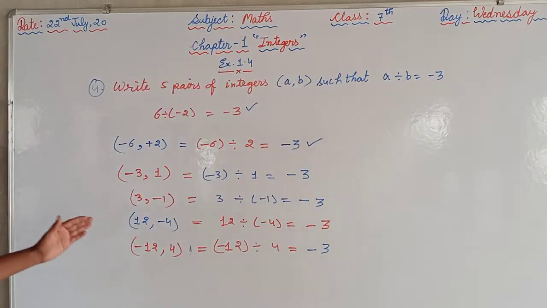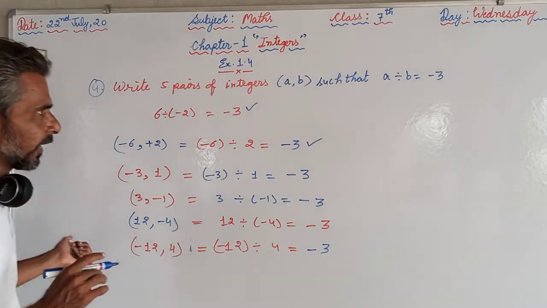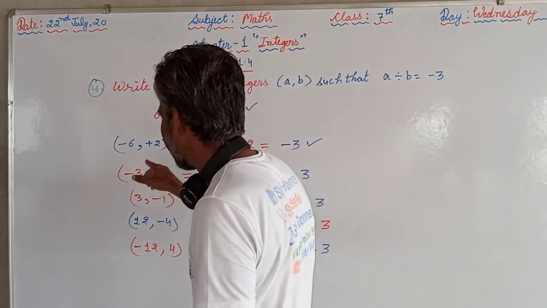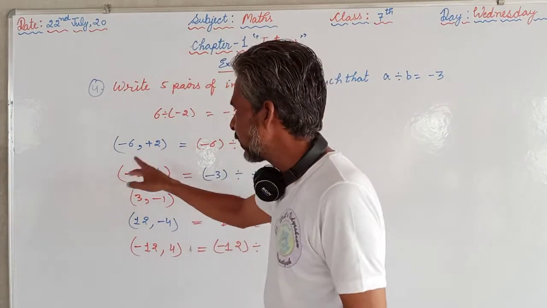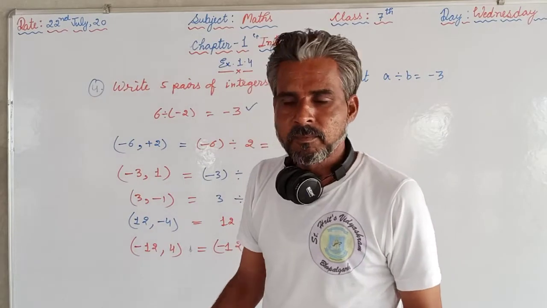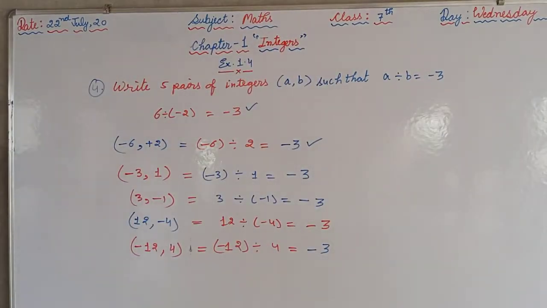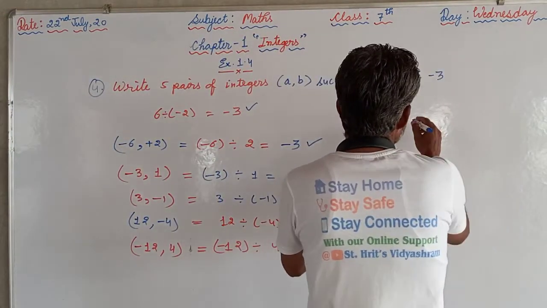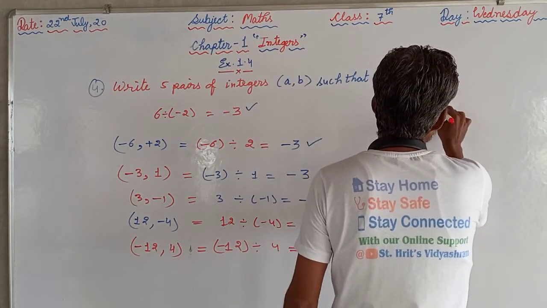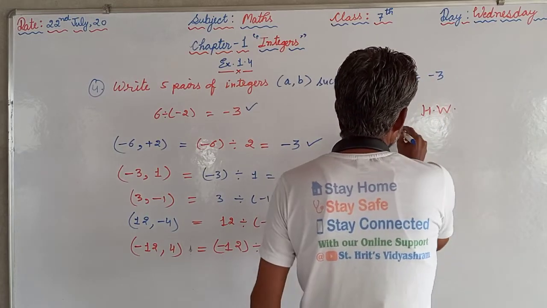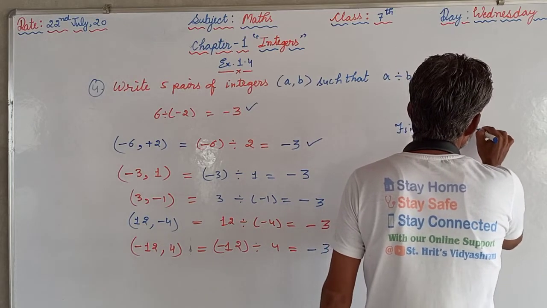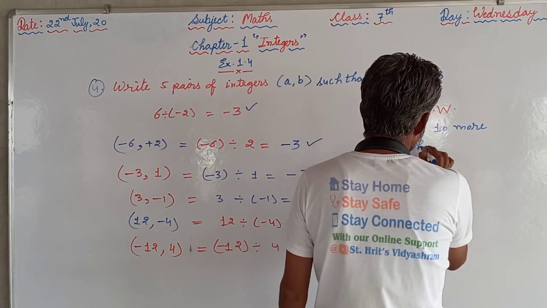So like this we can find many pairs in which if we divide A by B, we will get minus 3. We are supposed to keep in mind, if we find one, then we can find the second one easily by interchanging the signs. So this is the question. You are supposed to find 10 more examples for that. That is additional homework. Homework is there, the exercise, but the addition is there. Find 10 more such pairs.